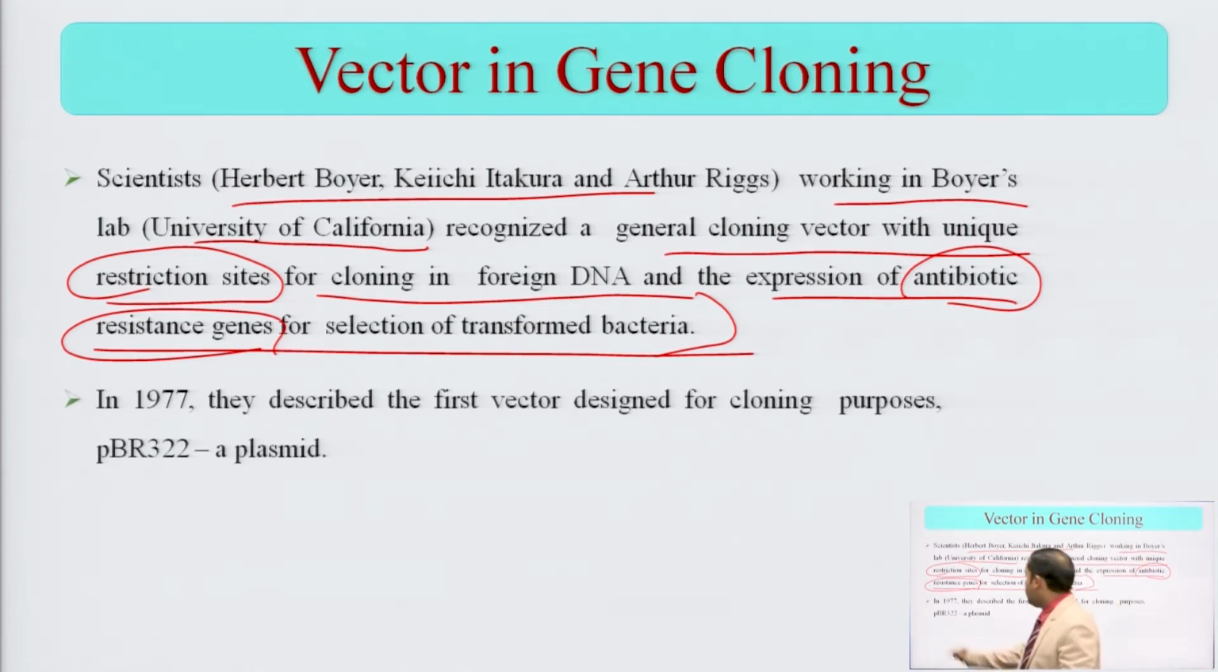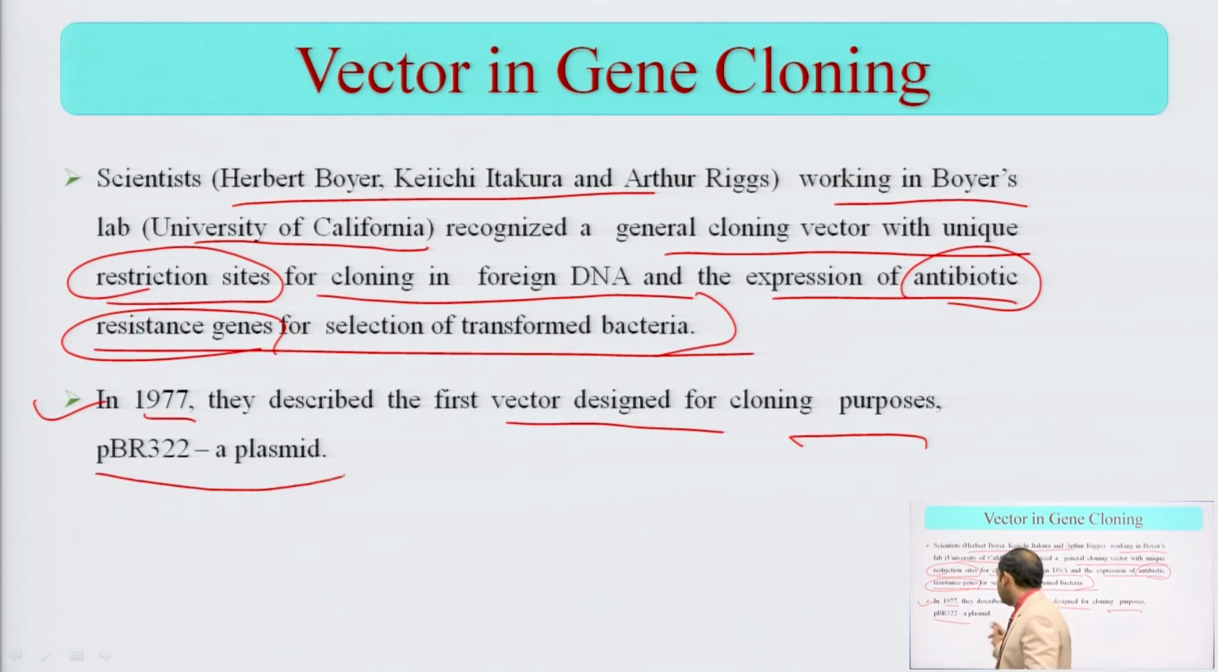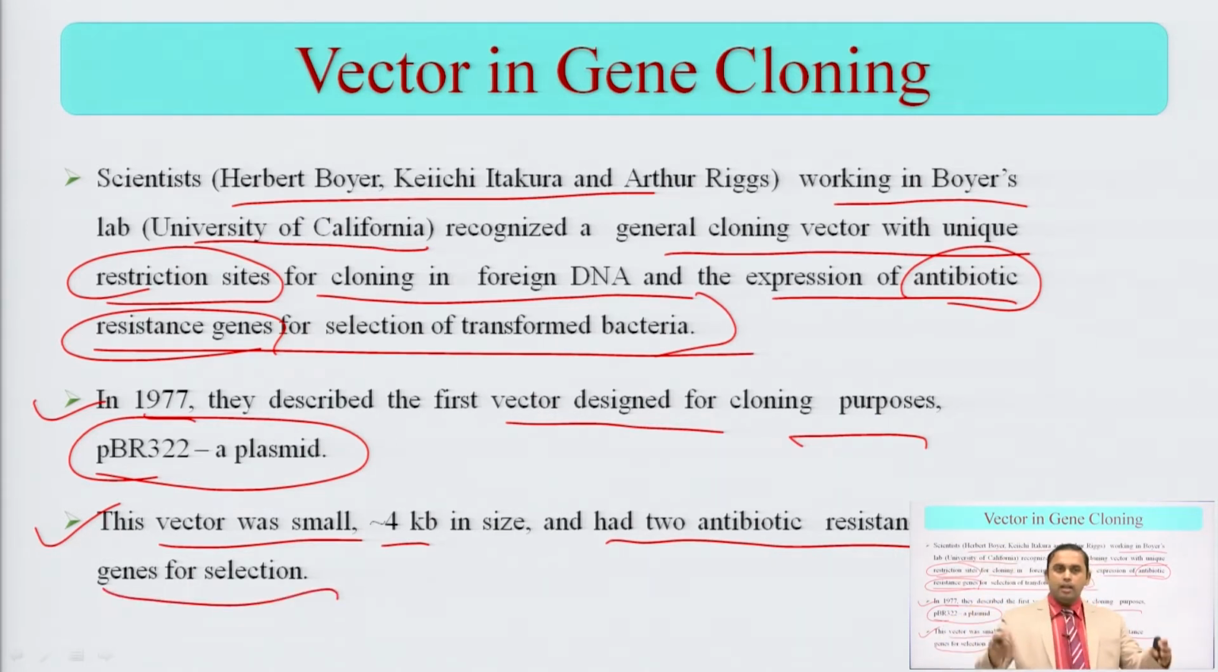Okay. So, what happened in 1977, they described the first vector designed for cloning purposes. This is the name: pBR322, a plasmid. It was basically a plasmid vector. So, you can imagine how much development has happened in the last 30 to 40 years. The vector was very small, 4 kilobases in size, and had 2 antibiotic resistance genes for selection. So, today's biggest challenge, antibiotic resistance, this story actually helped us to develop a new technology in 1977, can you imagine.